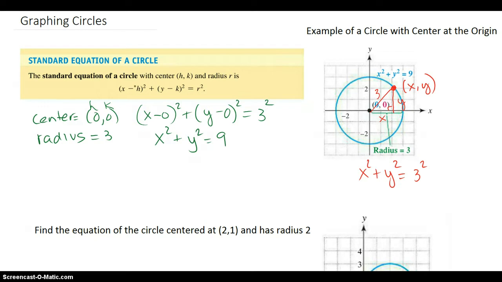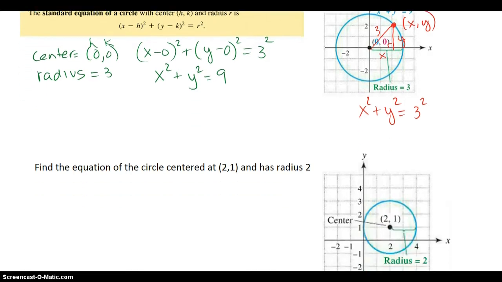And then this would be just a horizontal shift, h to the right, and this would be a vertical shift of k up and down. So you can see it does make sense. Another way it makes sense is the distance formula. So let's look at this one for that.